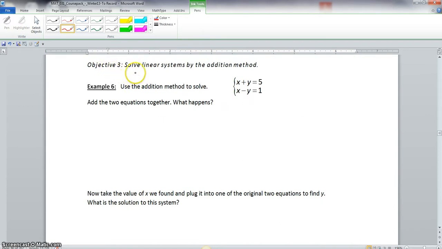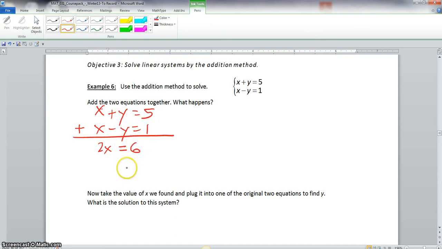Now we come to objective 3. Solve linear systems by the addition method. Use the addition method to solve. It says add the two equations together. What happens? So if we take x plus y is equal to 5 and x minus y equals 1, and we add these two equations together, x plus x is 2x, y plus negative y is 0, and that equals 5 plus 1 is 6. Now, we divide each side by 2, and we get x equals 3.